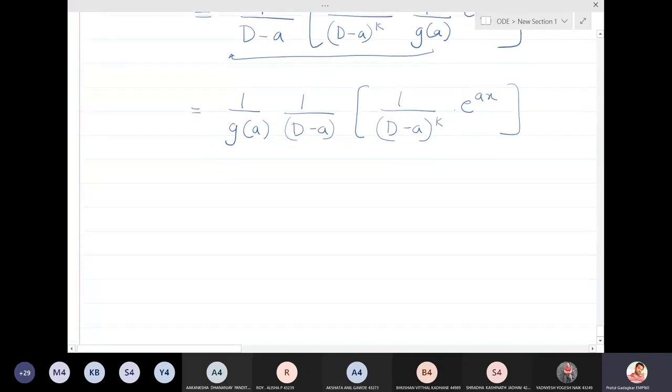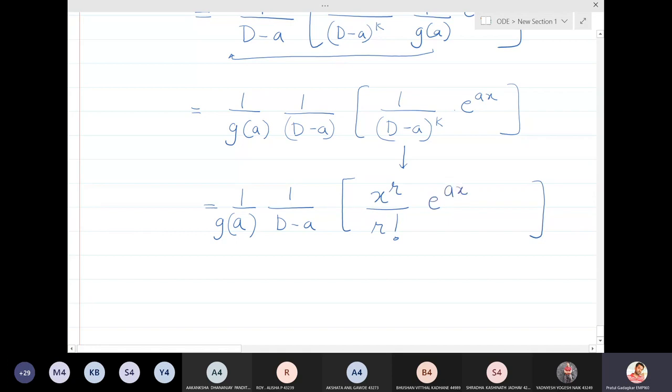This I want to write as, let me write what I want to write it as, 1 upon D minus a, this I want to actually write as x raised to r upon r factorial, e raised to ax. Okay, justification below. Justification: why am I writing this? I will justify it after this. Okay.